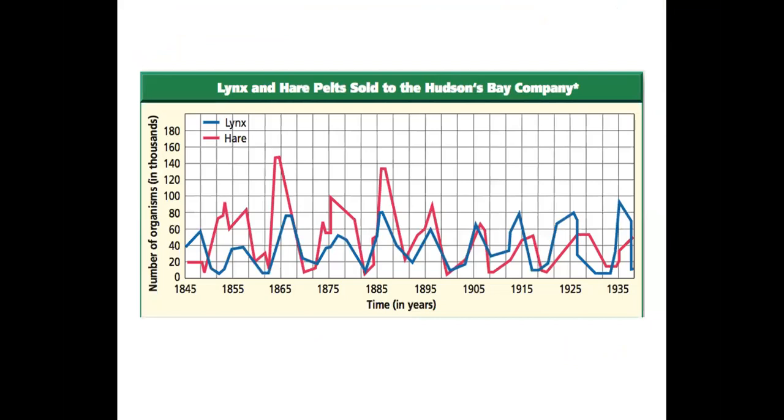So up here is a graph, a predator-prey graph of lynx and a hare. What can you tell me by looking at this graph? What do you notice? The lynx is blue and the hare is red. The lynx decreases, the hare increases.